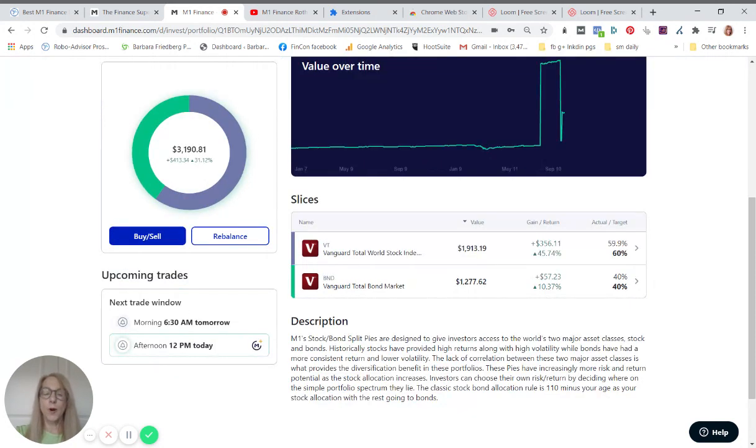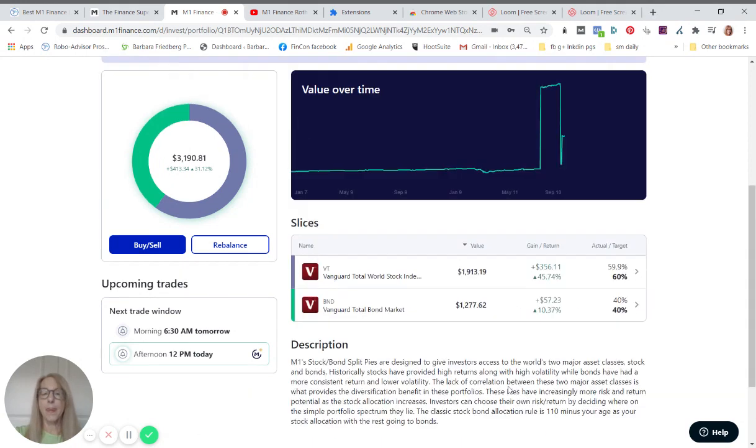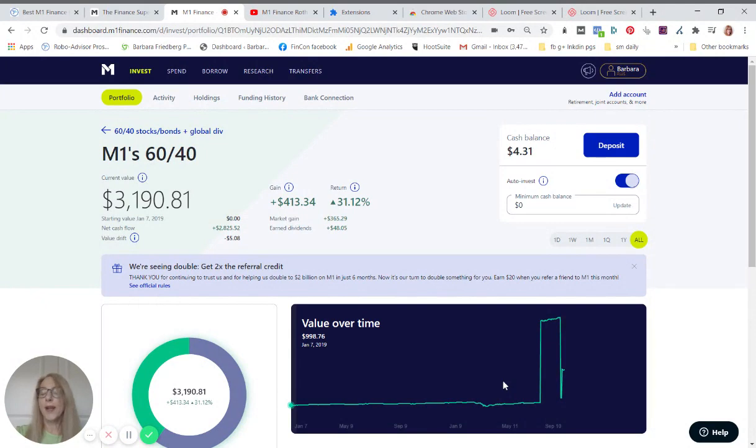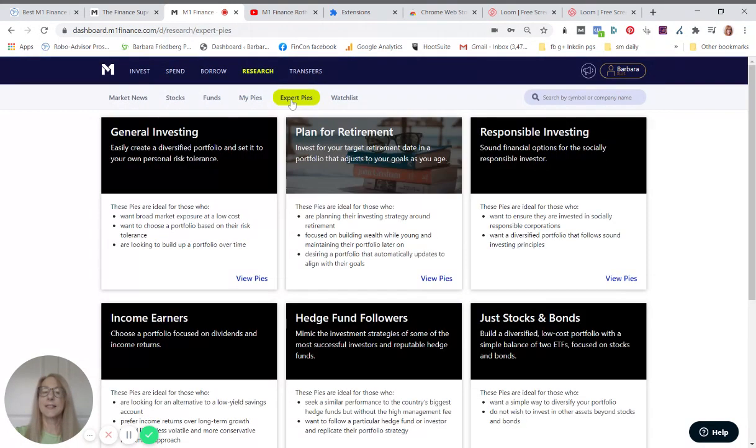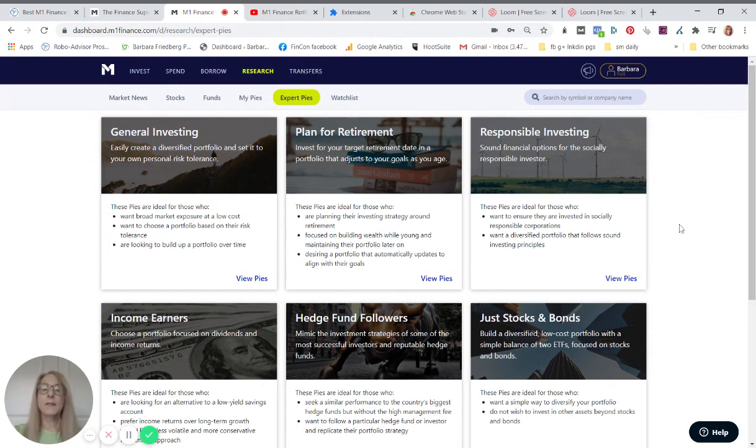And if you want to learn more about this individual pie that I invested in, here's a description of it. And let me show you where I got it. So you go to the research tab and you go to the expert pies section of M1 Finance. And I love this section because, okay, don't tell anyone, but I'm a lazy investor. And so I like someone to give me an investment portfolio already set up, and I just put my money in and invest within it.